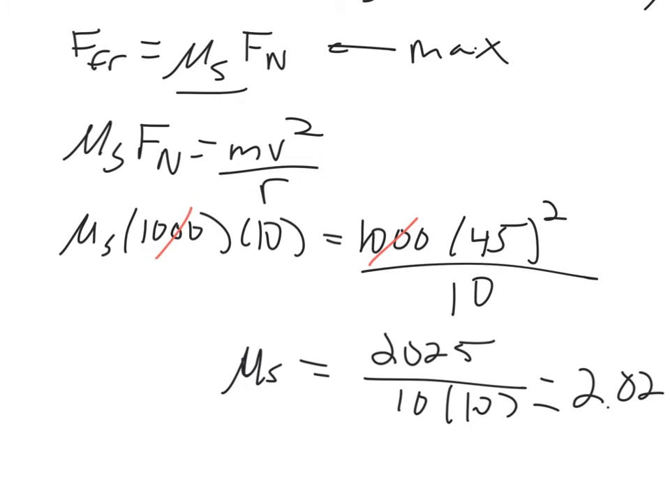That's sort of unheard of. So to try to take a turn going 45 meters per second around a turn that has a radius of 10 meters is highly unlikely.